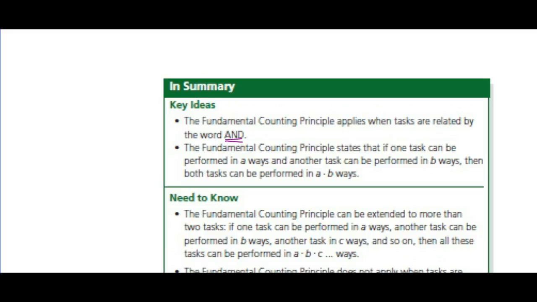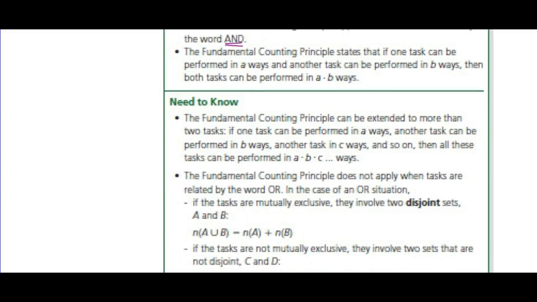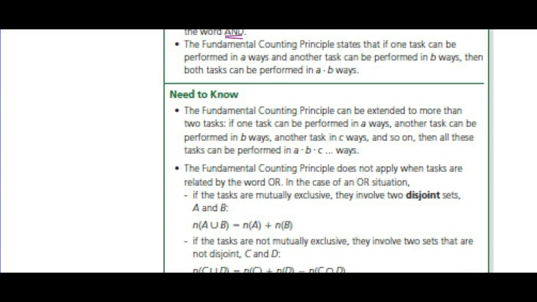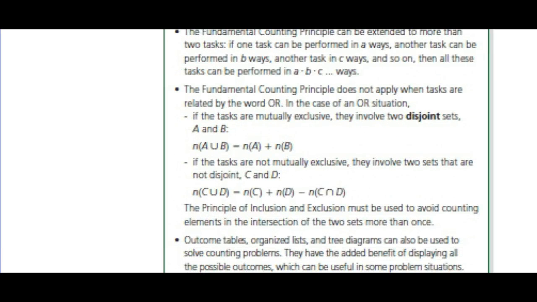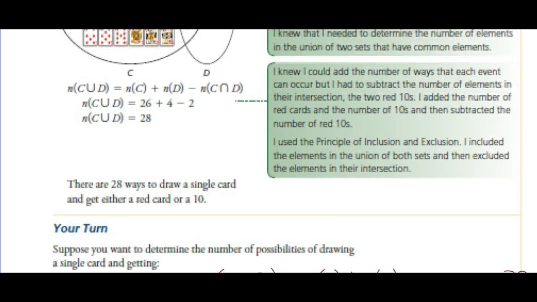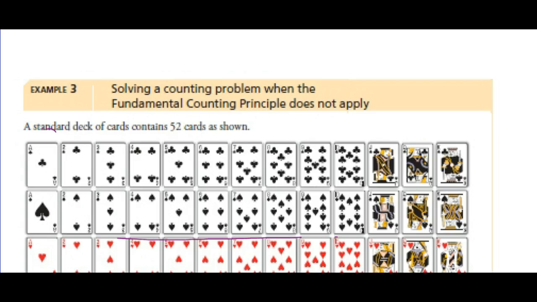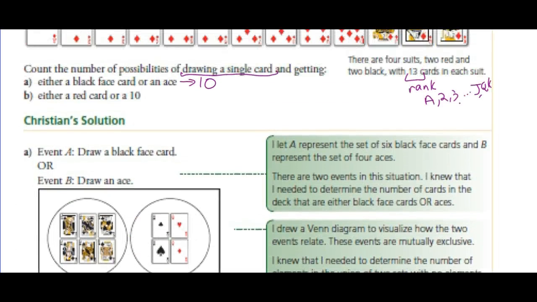Okay, well actually we'll do an example too. I want to do one more example before we leave. Fundamental counting principle can be extended to more tasks, so A, B, C. Fundamental counting principle does not apply to tasks when related by the word or. If the tasks are mutually exclusive, both can't happen, right? So both can't happen. That was, well, let's back up a little bit more. Both can't happen is black card or black face card or an ace. There are no black face cards which are aces, right?